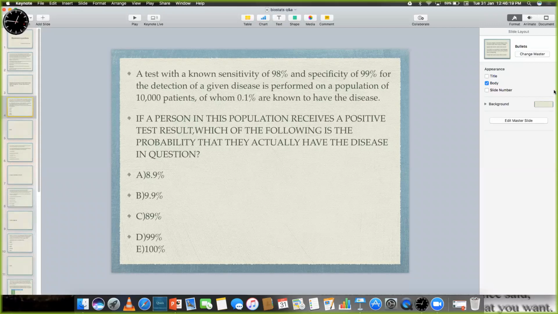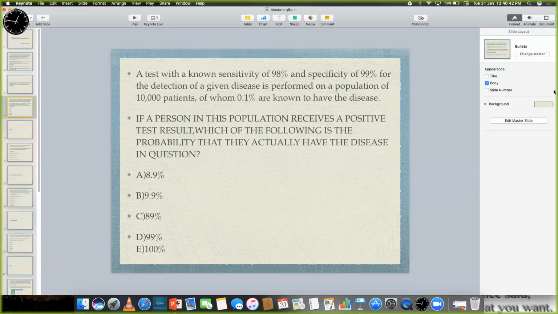You didn't get it? Okay, all right. So the question here is, which of the following is the probability that they actually have the disease in question? So we've done this test on them. So he's asking us a post-test probability. In spite of the test coming positive, how likely is he to have the disease?